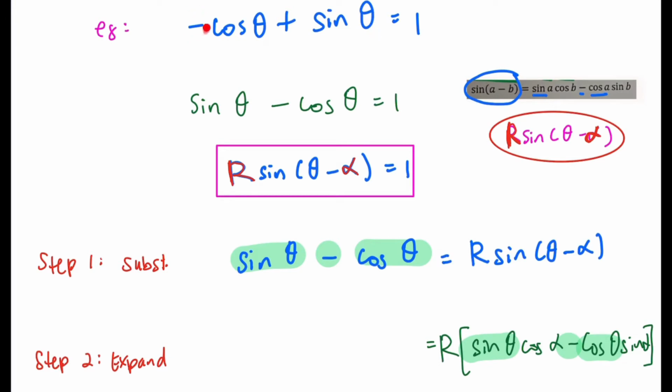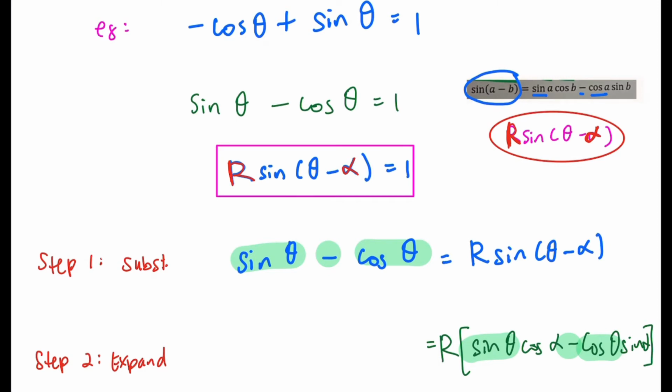So let's see here, minus is in front. Let's rearrange so that it's easy for us. So this is sine theta minus cos theta is equal to 1. So now let's see your formula list. Which one of the formulas will give you the structure of sine minus cos? Alright, so you can see that this is it. This is sine minus cos. So this is sine A minus B.